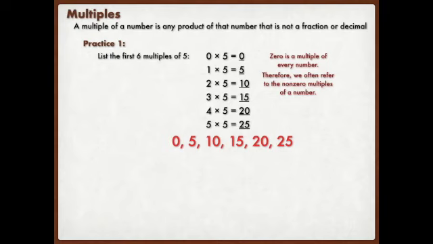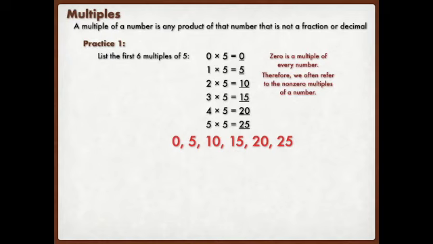So remember, a multiple of a number is a product. Product means we're multiplying that number times the next available numbers. That number, which is 5, times the first 6 numbers. So 0, 1, 2, 3, 4, 5.